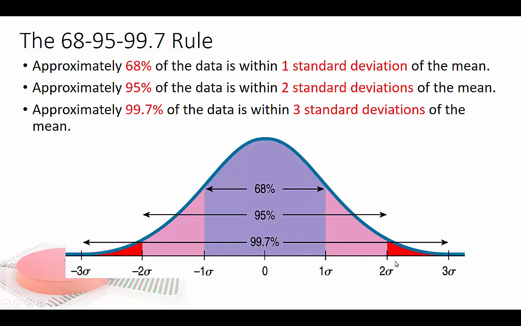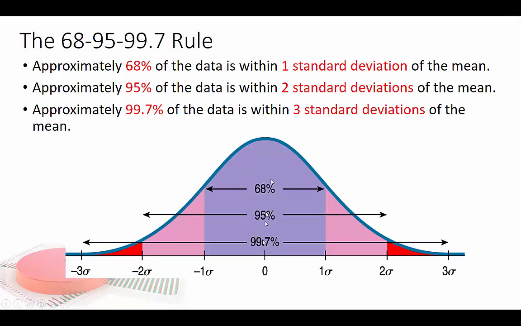And then if you go out another standard deviation, that gets almost everybody. That gets 95% of the people. And if you go 3 standard deviations, that really gets almost everybody, gets 99.7% of the people.